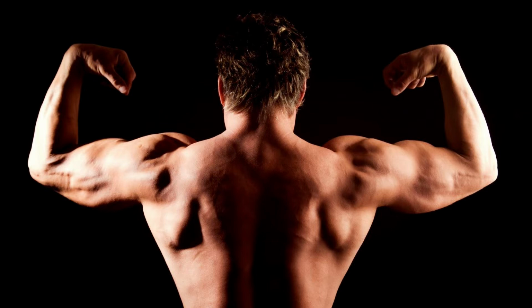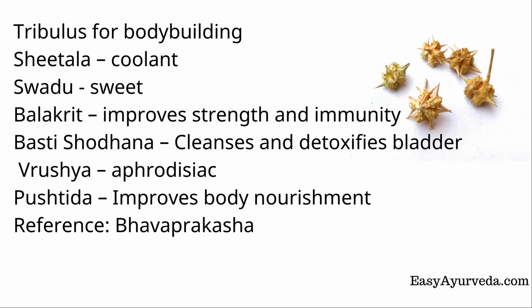How do we explain that, sir? It is very clearly explained while explaining the qualities and potentials of Gokshura. It is said to be Shitala, Swadu, Balakrit. It is also said Basti Shodhana, Deepana, Vrishya, Pushtida. Pushtida means it is Brahmana only. So this drug has been explained as Balakrit and Pushtida in the very beginning.